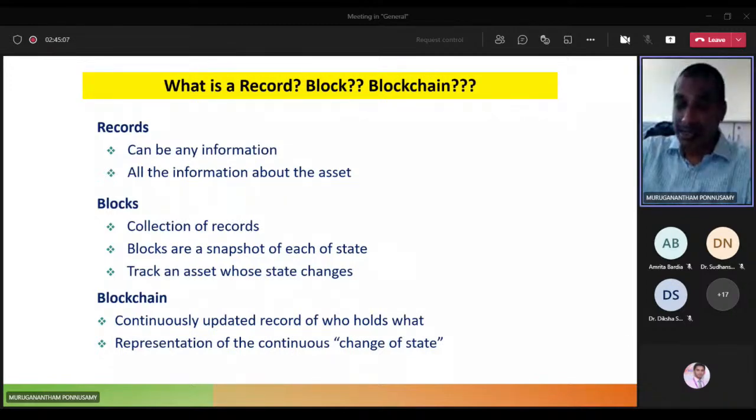So those things, those pieces of information, those records can be kept in a particular page, in our finance and banking. So here we are utilizing the term block. The blocks are a snapshot of each of the states.